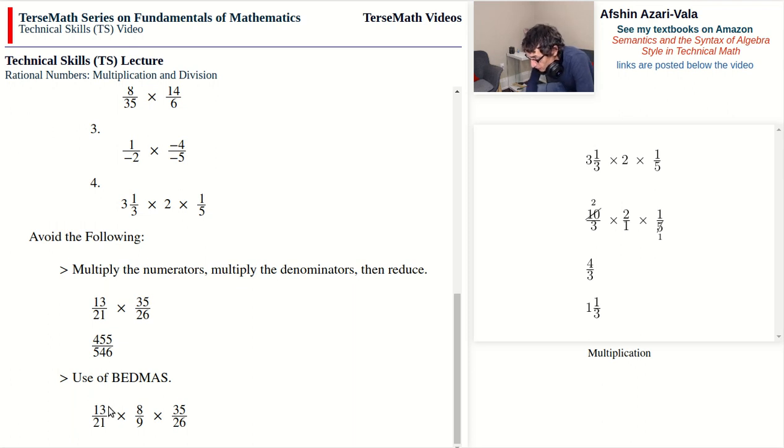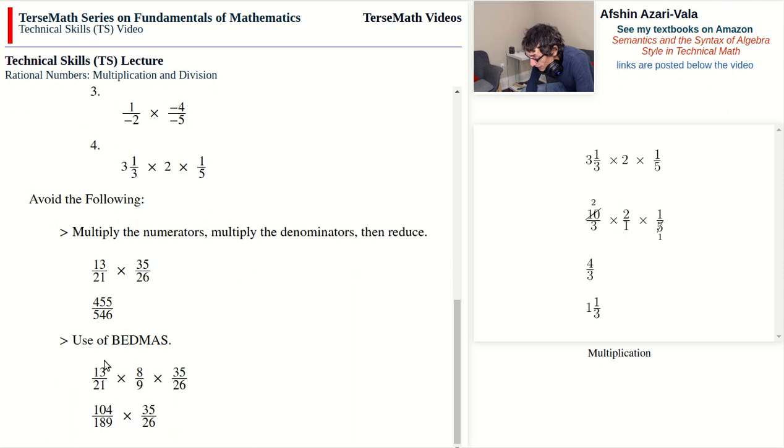Now again, we can reduce 13 and 26. We can reduce 21 and 35 using 7. But if I use BEDMAS, BEDMAS says that I have to go from left to right and take care of the first multiplication that I see. And by limiting me to this product here, I lose my chance to reduce 13 and 26 before the numbers become large.